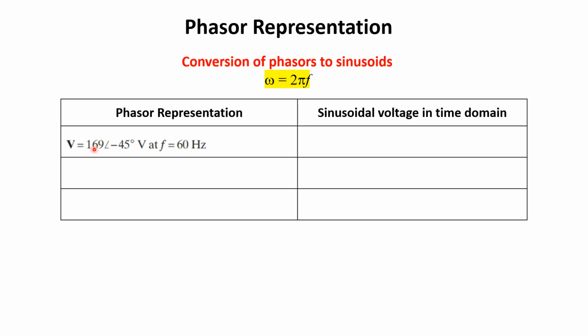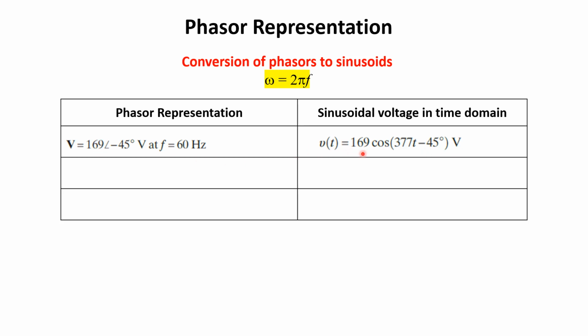And if we represent this in sinusoidal form, the peak value will be 169. So it will be 169 cosine omega t, where omega is 2 pi f, and minus 45, which you can see over here.